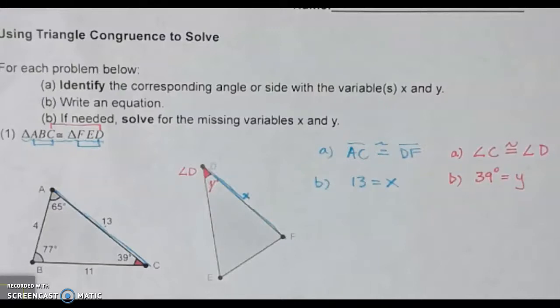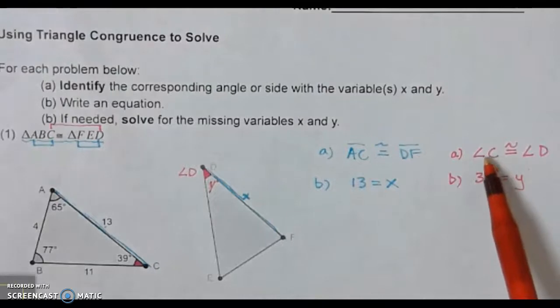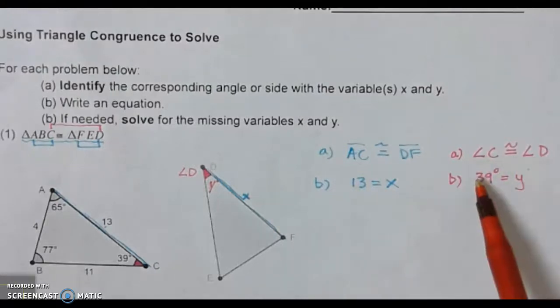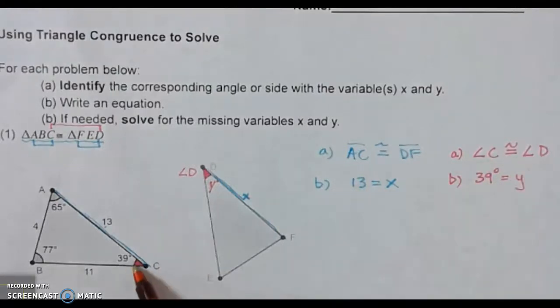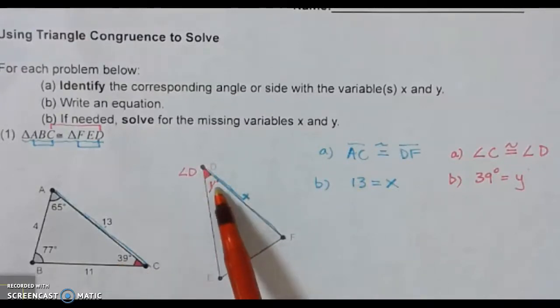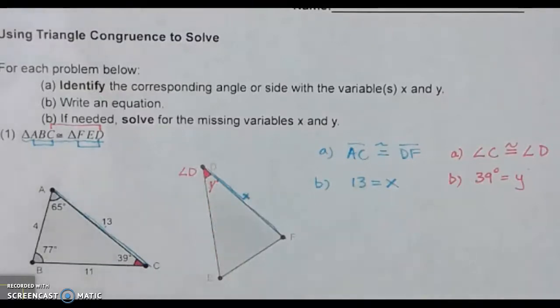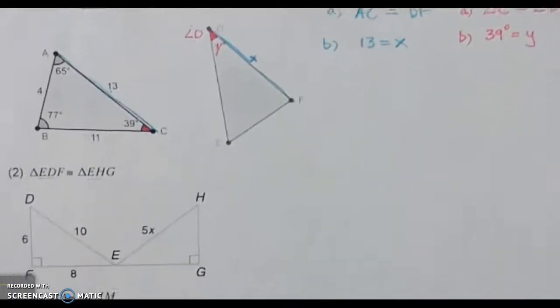So we have just stated the congruence for angle C is congruent to angle D. And then if that is the case, they're going to have the same measure. So angle C has 39 degrees, so Y has to be 39 degrees. Now let's go on to number 2.